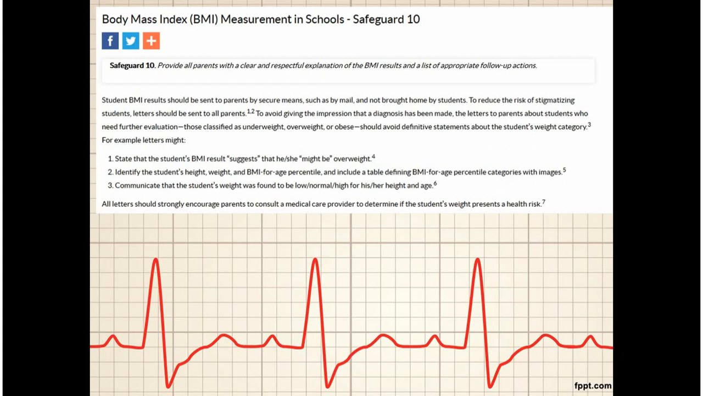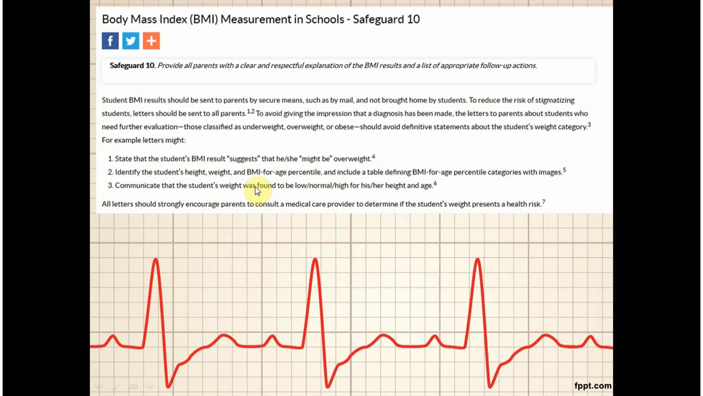And through an example. So today, children get letters in some school districts that tell the parents that their body mass index is too high. This is actually an excerpt from the CDC where they suggest that the student's BMI result, which is measured by the school nurse typically, means that he or she might be overweight or classified with obesity. So notice that there's information that they provide in this letter.